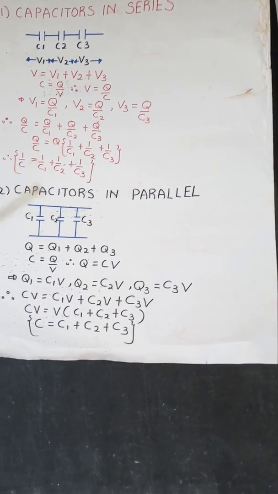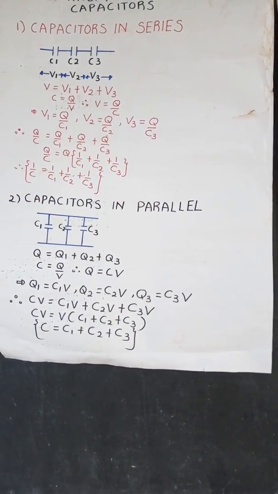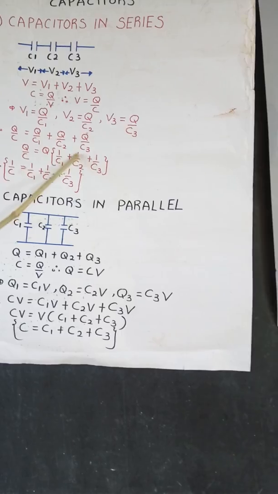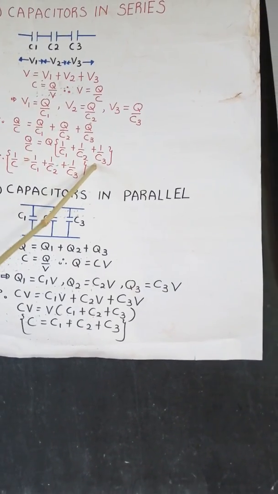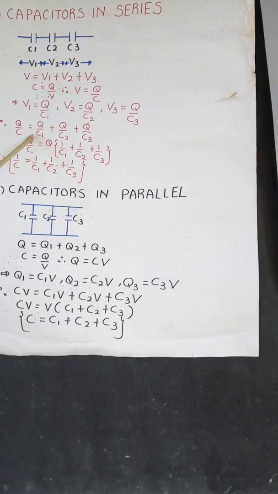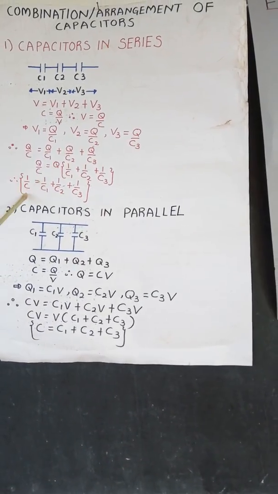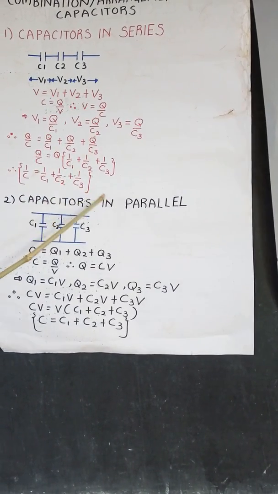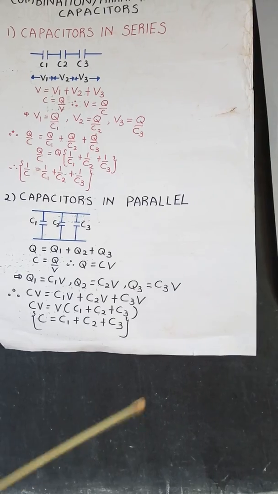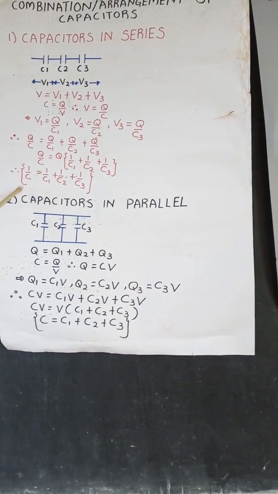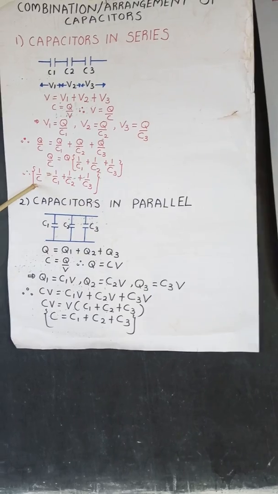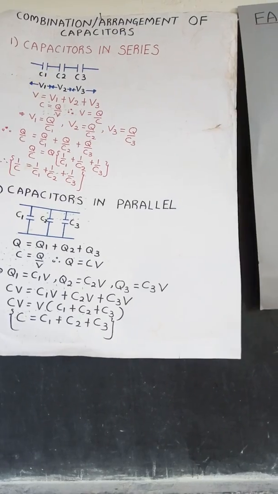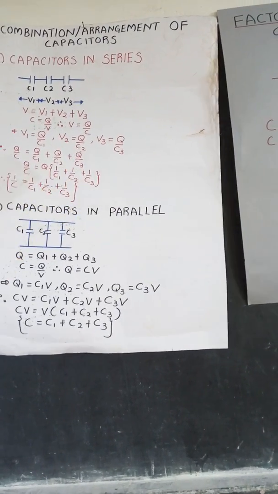As you can see, here we have the charge in every term, so we can eliminate it. We remain with 1 over C1 plus 1 over C2 plus 1 over C3. The charges cancel, and we remain with 1 over C is equal to 1 over C1 plus 1 over C2 plus 1 over C3. This is the general formula used in series combination. This is the total capacitance or equivalent capacitance. So if you want to find the equivalent or total capacitance in a series combination, you are supposed to use this formula.